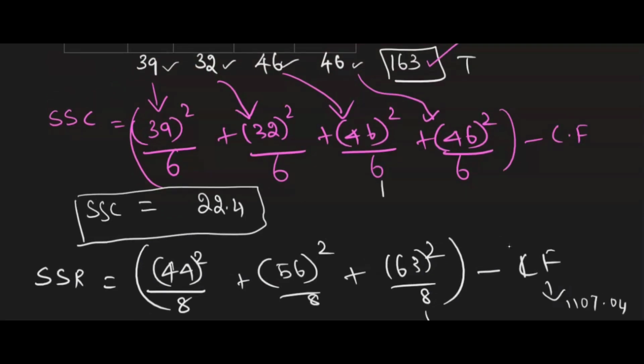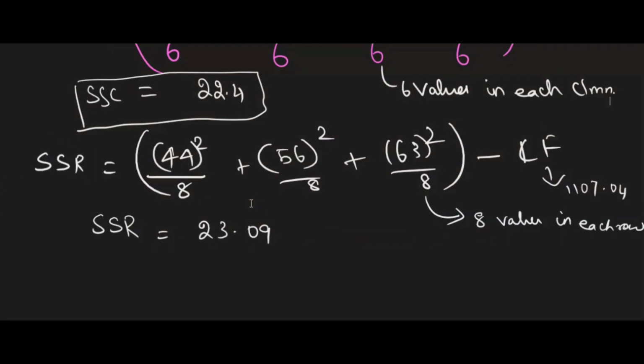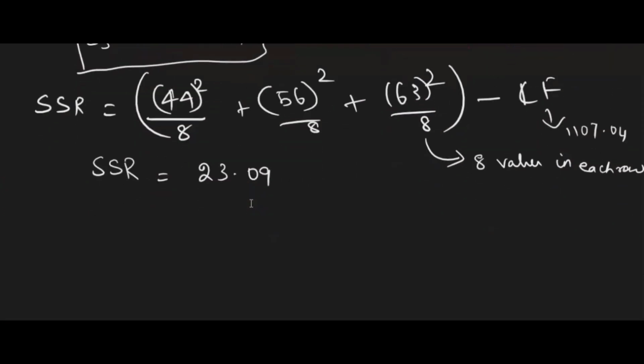Here 6 values in each column. Don't get confused. Your previous two-way ANOVA video has the same number of values in rows and columns, so you will be dividing it by the same number. In this problem it's different. So now SSC and SSR we have done.